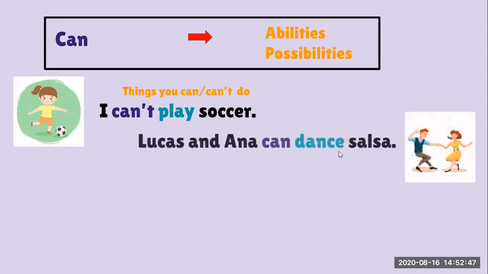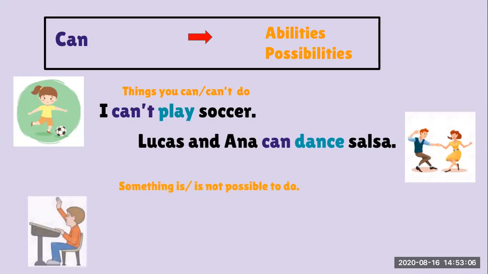The other example, Lucas and Anna can dance salsa. Okay, so they have the ability to dance, so they can dance salsa. Then we have possibilities. Something is or is not possible to do. For example, you can ask the teacher. You have the possibility to ask the teacher.